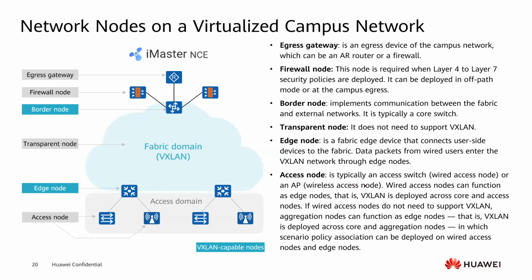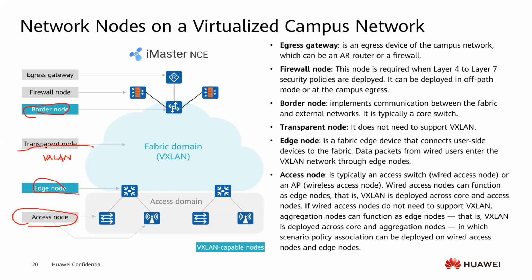And the network nodes of the virtualized campus network are like this. The devices that connect to the terminals are the access nodes, and the node where the traffic enters the VXLAN domain, the fabric domain, we will call the edge node. The node that connects to the external network of the fabric domain, we will call the border node. And between these two, we will call it the transparent node. And this transparent node does not need to support VXLAN.